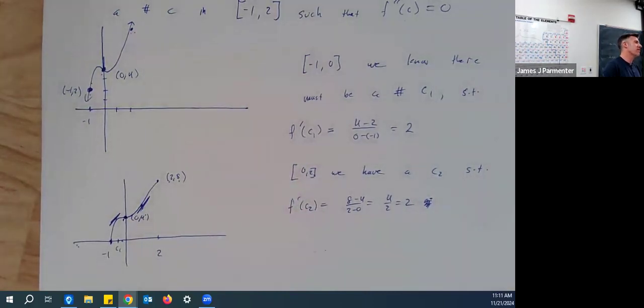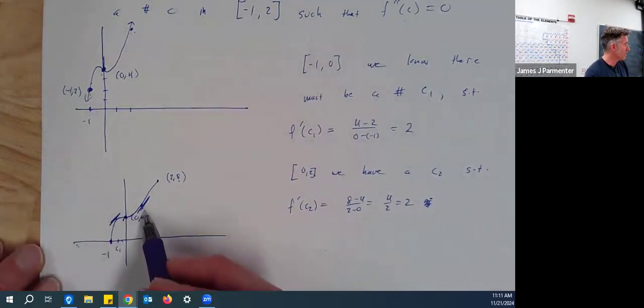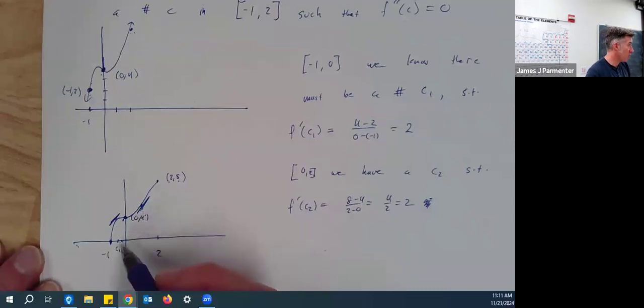Yeah, I guess that's true. Okay, fine. I don't love that. Fine, but that's fine. So somewhere between these 2 points, the derivative of the derivative had to be 0.